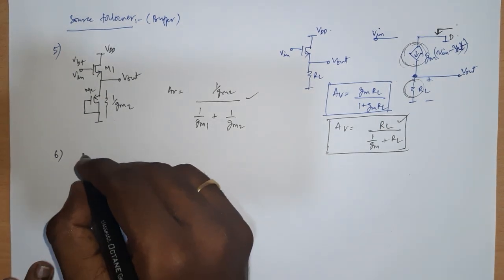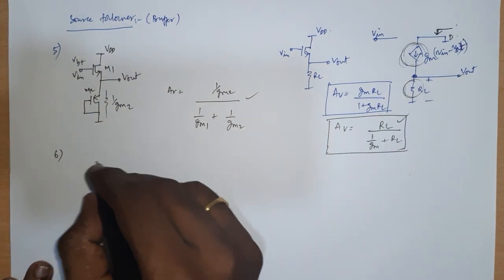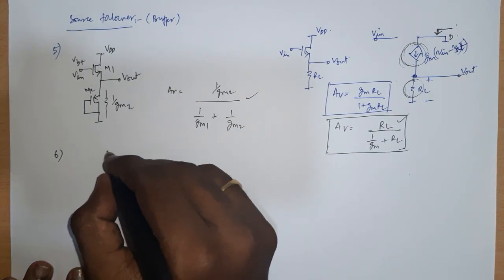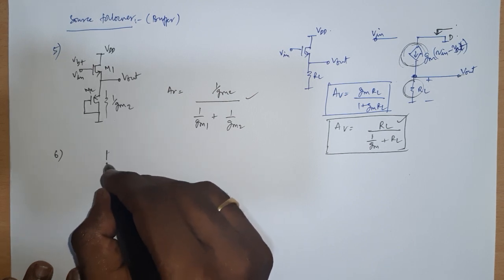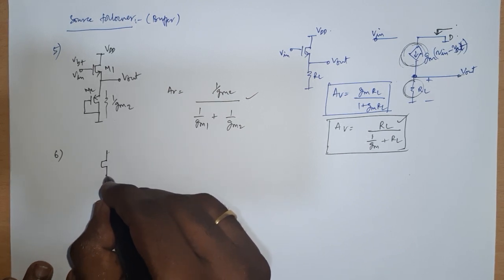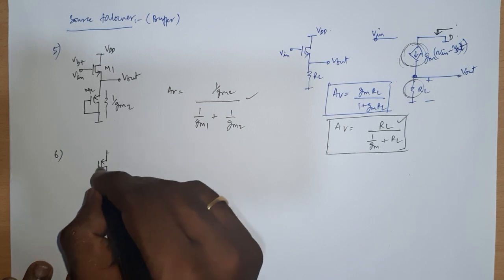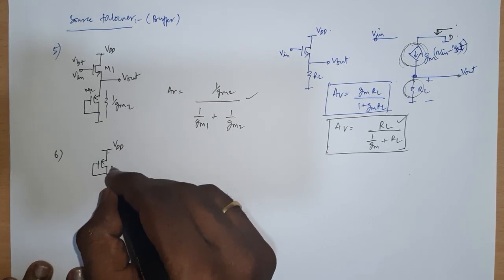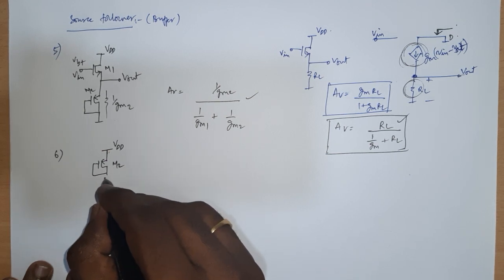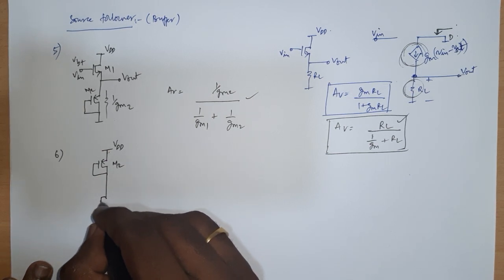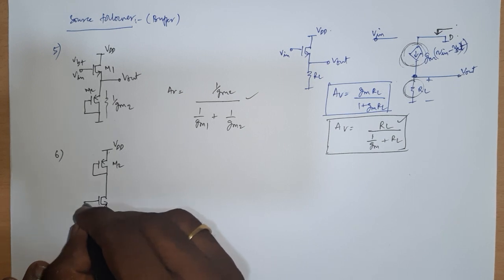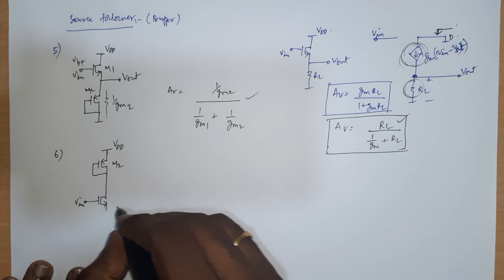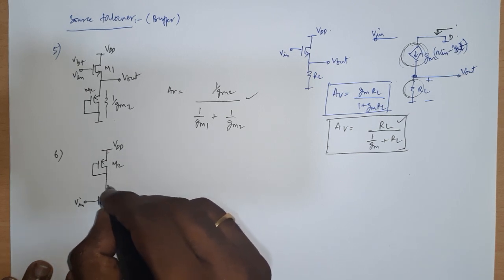So question number 6. Let us take a case that we have kind of done already. We have VDD and the PMOS transistor, let's call it M2, whose gate and drain are shorted, and let's take an NMOS transistor with Vin. Then let's take the Vout at this point.